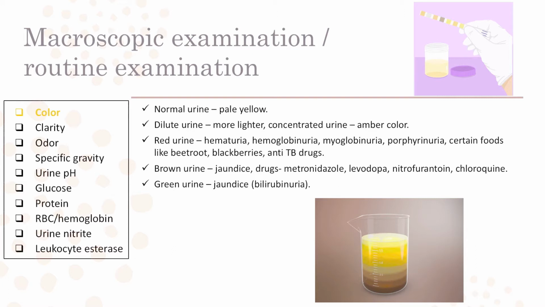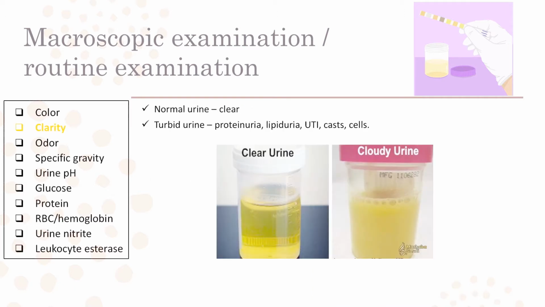Myoglobinuria, the myoglobin present in the muscles, porphyrinuria, and certain food items like beetroot, blackberries and anti-TB drugs also give red urine. Then brown urine and green urine are seen mainly in jaundice, also with the consumption of drugs like metronidazole, an antiparasitic drug, then levodopa, the anti-Parkinsonism drug, then nitrofurantoin and chloroquine as well.